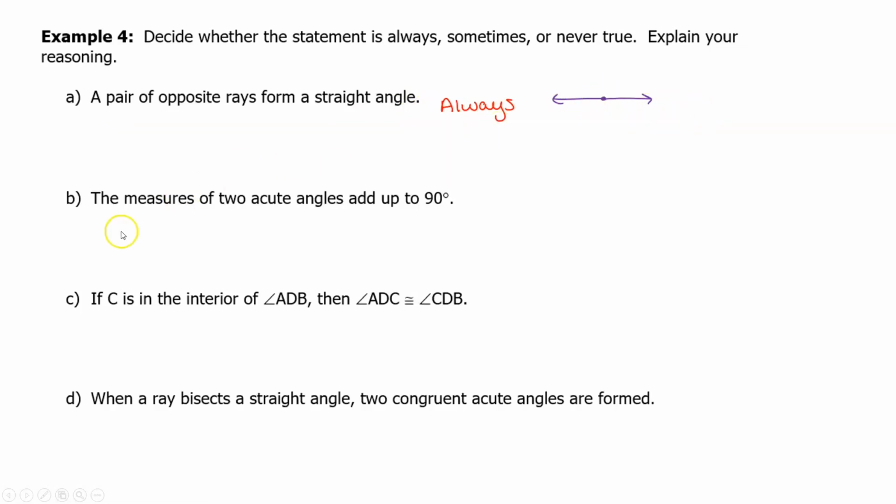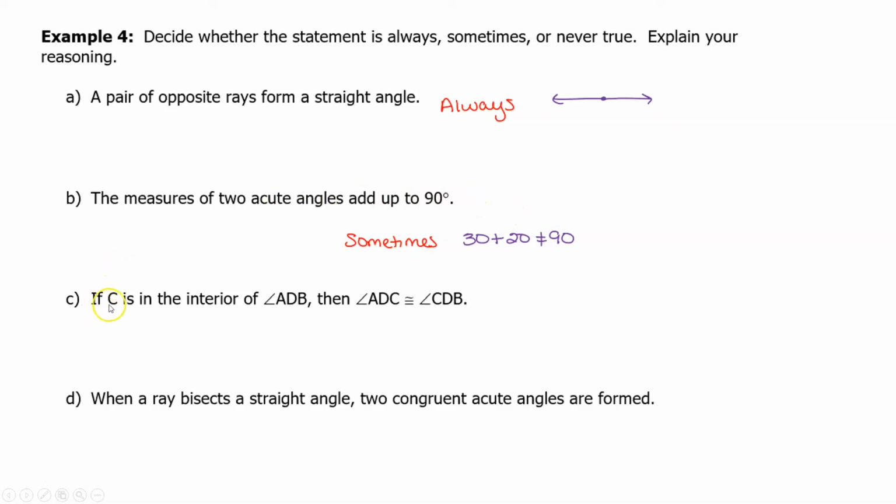Okay, the next one. The measures of two acute angles add up to 90 degrees. So would the measure of any two acute angles add up to 90 degrees? Is that possible? And if so, does it happen always, sometimes, or does it never happen? So this would be sometimes. For example, 30 and 20 are both acute angles and they don't add up to 90, but there are plenty of examples where two acute angles would add up to 90.